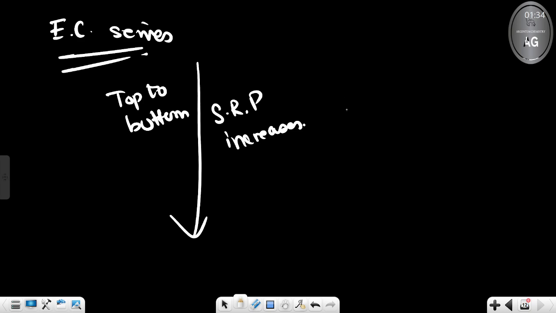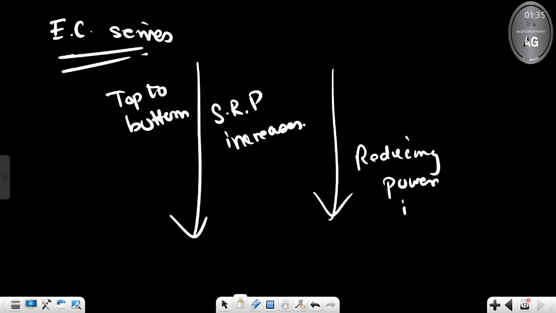So below if you go, then what will become? Cathode. That is reducing power increases. So top to bottom SRP increases, reducing power also increases. That has to happen. Okay, so top to bottom reducing power increases, SRP increases, oxidizing power topmost, and that is why the group 1 metals are at the top, because they are good oxidizing agents.